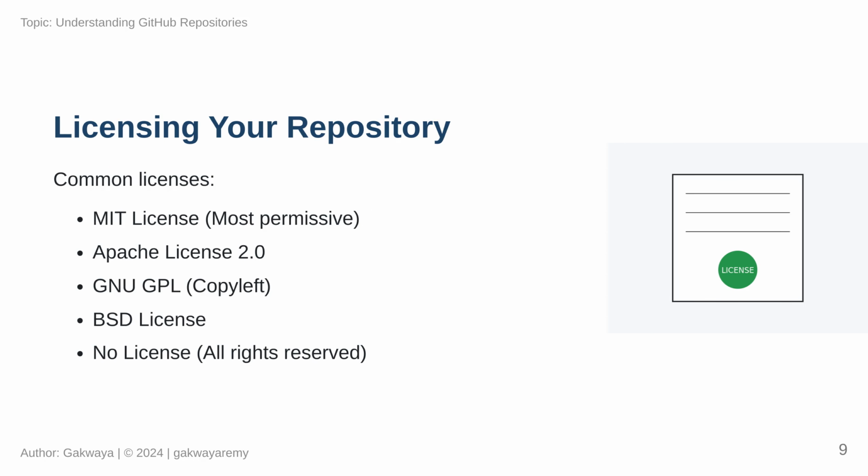Choosing the right license is crucial for your project. The MIT license is popular for its simplicity and permissiveness. GPL enforces open-source distribution. Apache is good for patent protection. If you don't include a license, nobody has permission to use your code. Choose based on how you want others to use and share your work.